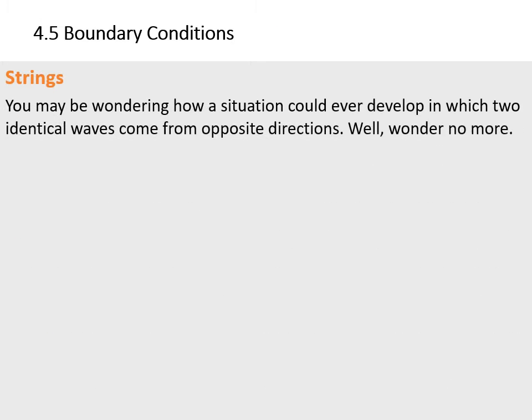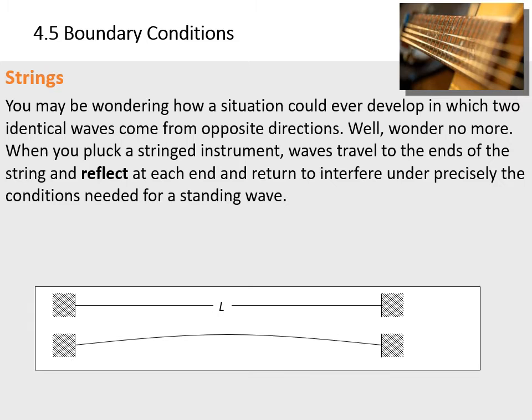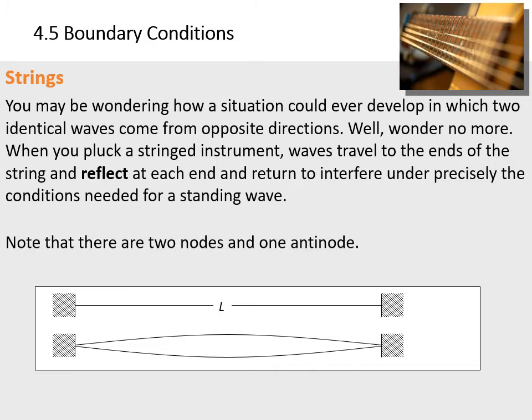All right, you may be wondering, how could a situation develop in which an identical wave comes from the opposite direction? Well, wonder no more. If you've ever plucked a stringed instrument, a wave travels from the string in the middle to the ends and gets reflected at a boundary. That's the condition needed for a standing wave, a change in boundary that causes the wave to reflect upon itself. So imagine I pluck a string, and there you have it, a standing wave is formed that oscillates. Note that for this, there are two nodes and one antinode.